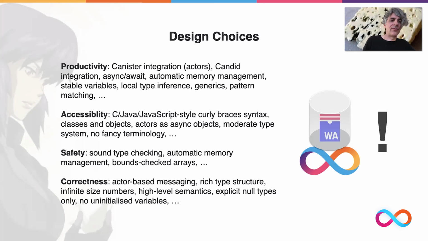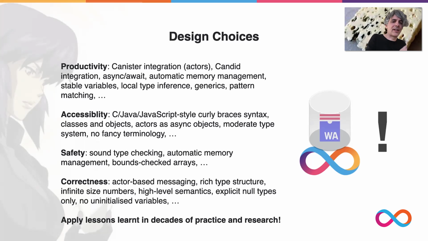You also have a choice of a number type that is bounded, but in that case, you at least get an exception if it tries to overflow. So certain wraparound errors that were the cause of some attacks on other blockchains can't happen in Motoko. And in general, the entire semantics tries to be very high level, right? So avoid low level foot guns and things like that. Null types are explicit. I already mentioned that you can't have uninitialized variables, and there are various other small design choices which always try to err on the side of avoiding error-prone behavior.